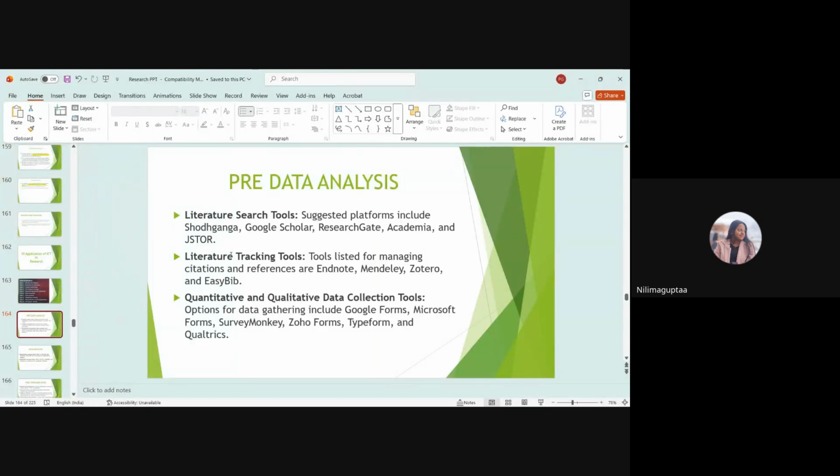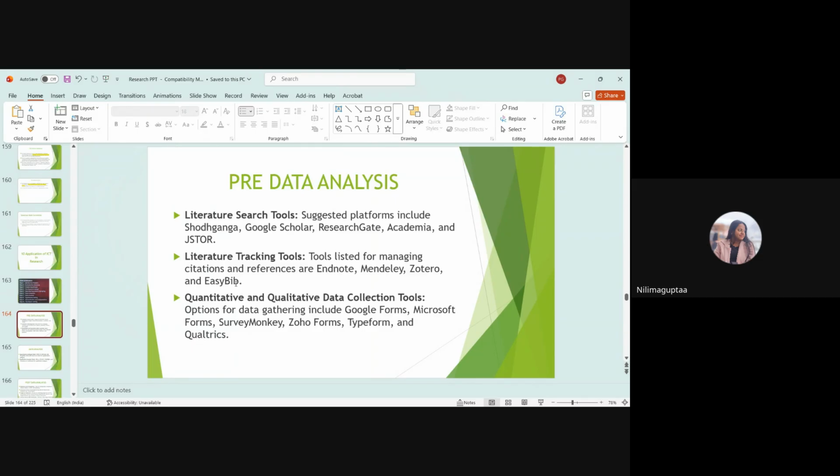Another set of ICT tools that we use during literature tracking are tools for managing citations and references: EndNote, Mendeley, Zotero, and EasyBib. These tools again are very helpful. If you do certain kinds of research, please use these tools.